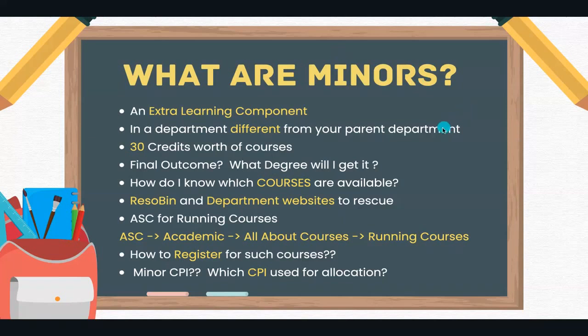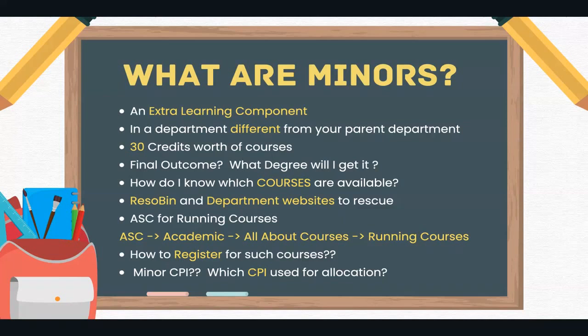The final outcome of the minor degree is that when I get my degree certificate, if I complete my minor degree, I'll say that I have got a BTech in civil engineering with a minor in some other discipline which I have completed the minor in. For completing the minor course, you need to get 30 credits worth of courses.